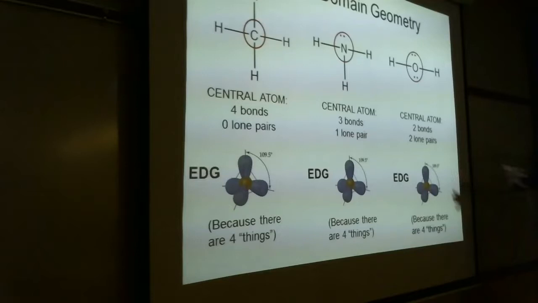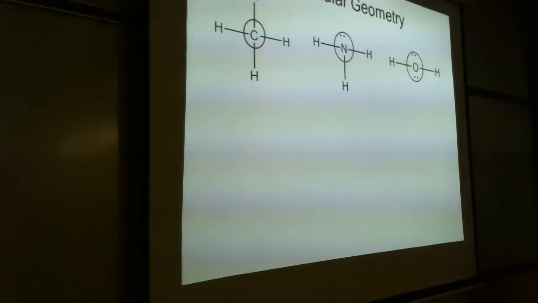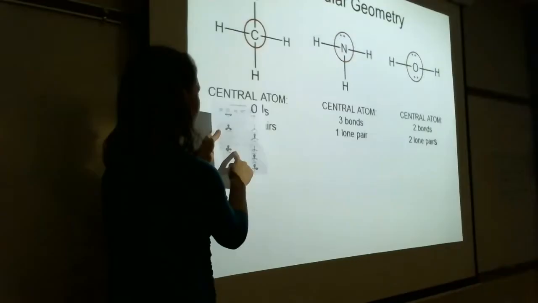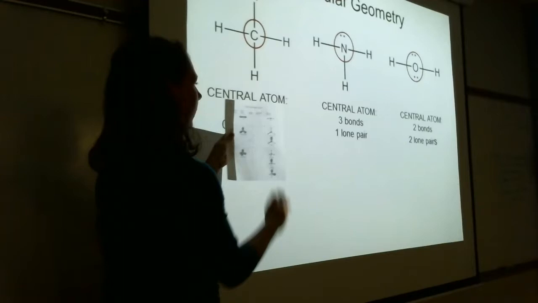What's the scenario where you've got 4 things? Tetrahedral, right. So they're all tetrahedral as the electron domain geometry. Does this make sense? Because you've got 4 things, right? 4 plus 0 is 4. 3 plus 1 is 4. 2 plus 2 is 4, right? So 4, 4, 4. The parent shape comes from the number of things. And by thing, I mean bond and lone pair. Okay, I know thing is not a very scientific word, but it works.